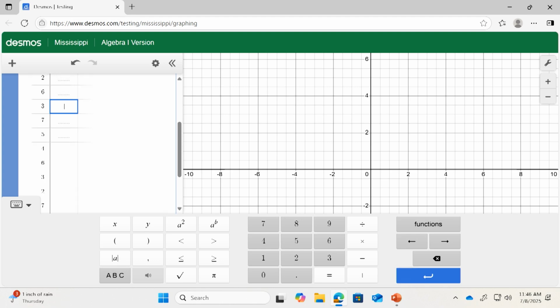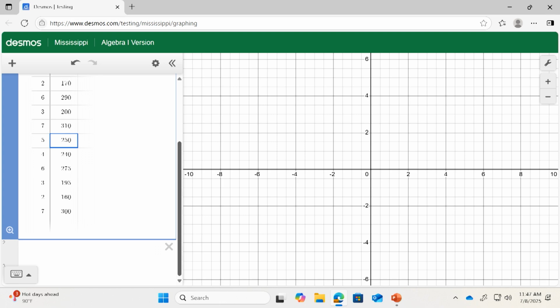All right. So now let's go for our likes. We have 180, 210, 150, 230, 260, 170, 290, 200, 310, 250, 240, 275, 195, 160, and 300. So let's see what Desmos can gather for us.